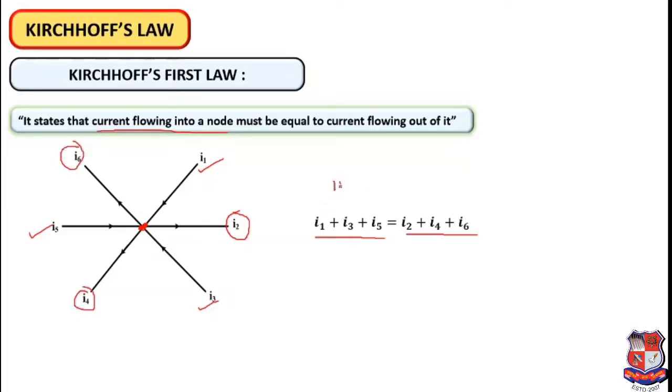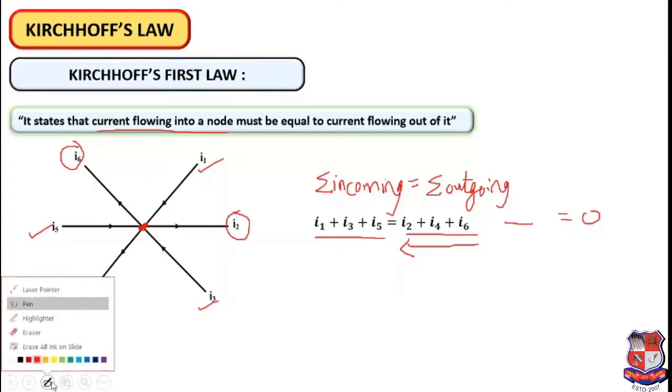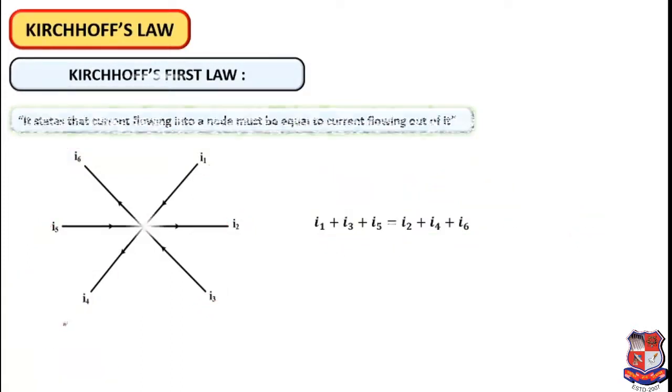So you can write here that the summation of incoming current will be equal to the summation of outgoing currents. Or you can say that the summation of all currents at a node will be equal to 0. If you take this on this side, then this whole equation will be equal to 0. That way also you can define. So this is your Kirchhoff's first law.